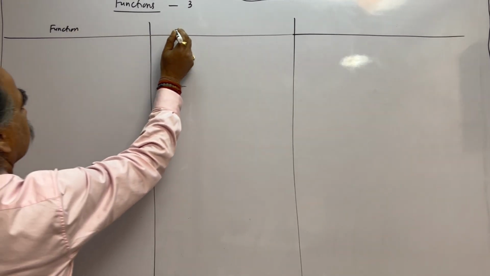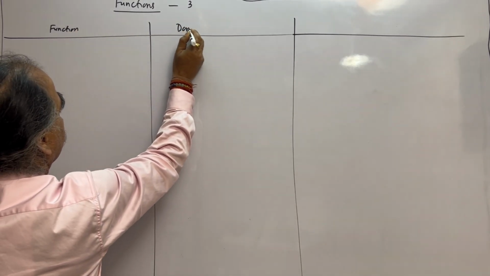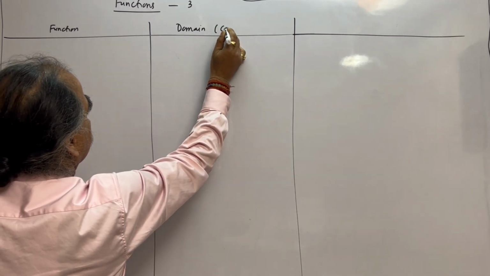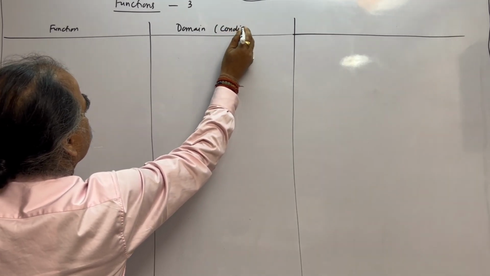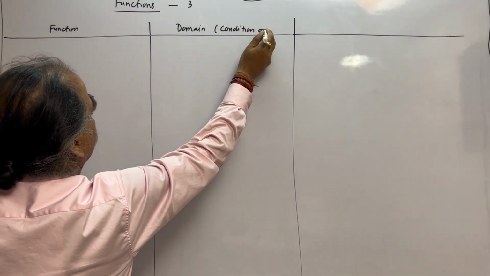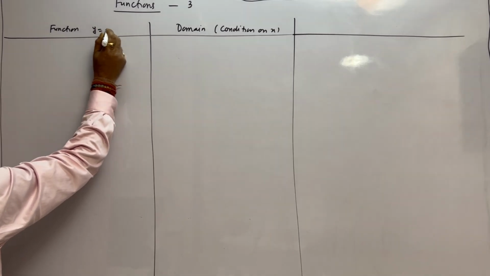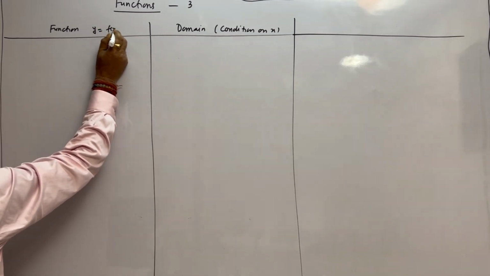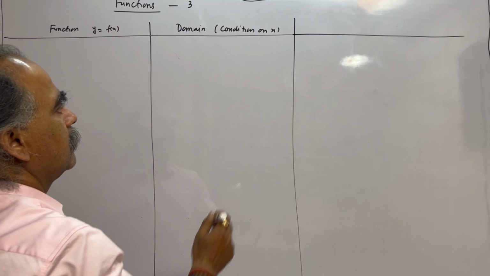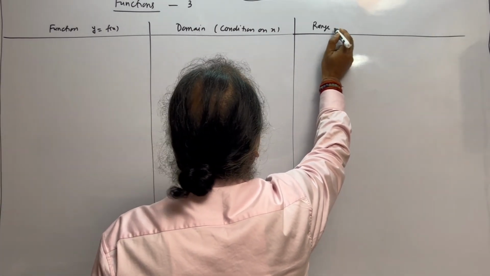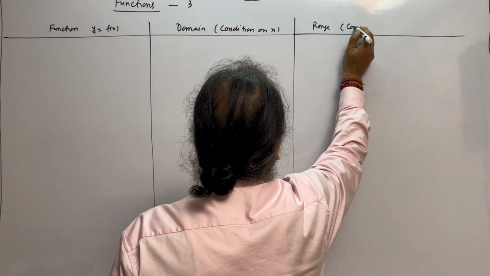Function, domain, condition on x. If y is equal to f(x) is a function, then domain is the condition on x. And range is what? Condition on y.